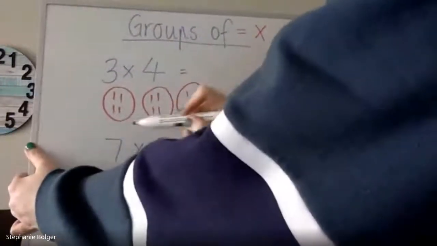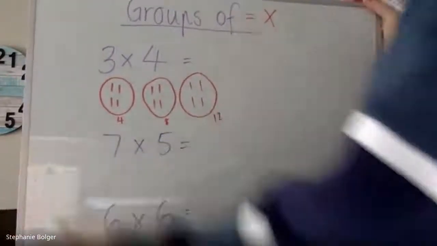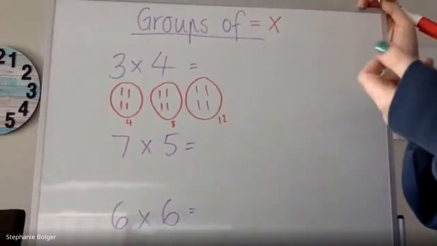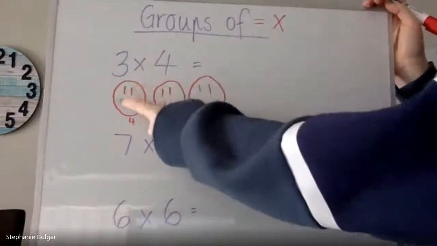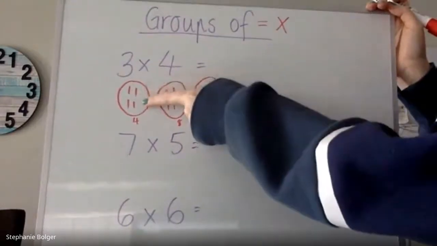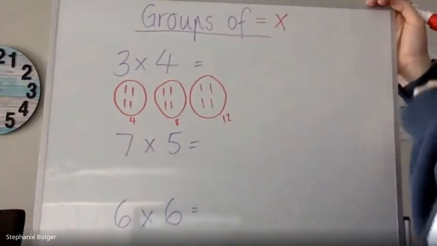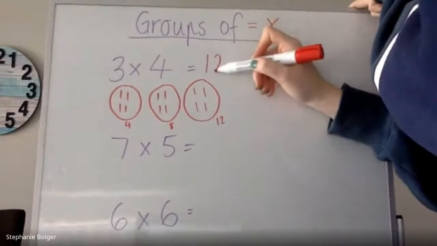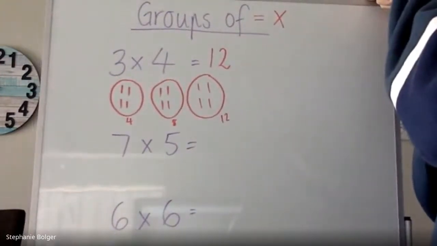Sometimes it helps too if you write the number underneath, because when you get bigger sums, you might lose count and have to go back. 4, 8, 12. If you don't know how to count by fours yet, you probably know how to count by twos. So you can see we've got 2, 2, 2, 2, 2, 2. So you can count by twos. 2, 4, 6, 8, 10, 12. So it doesn't matter which way we count, we always got the same answer of 12. So now we know that 3 times 4 equals 12.